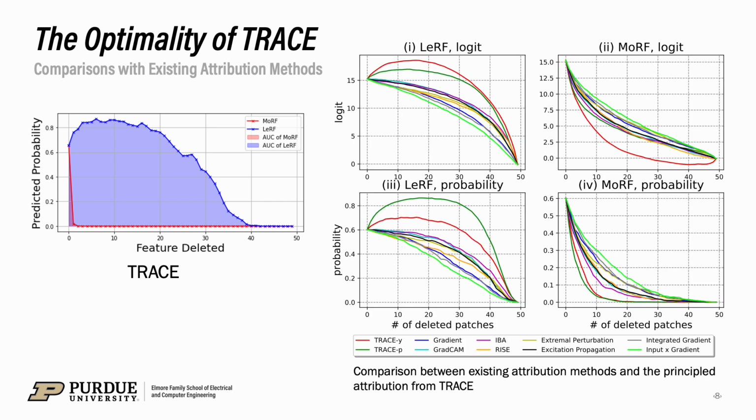And on the right-hand side is the comparison between TRACE and some popular attribution methods under LERF and MORF. We also test the results regarding predicted logit and probability. TRACE-P and TRACE-Y are optimized regarding probability and logit respectively, and it can be observed that although they both outperform existing explanation methods by a significant margin, they also outperform each other regarding their own test. This suggests a potential difference between using probability and logits as the indicator.